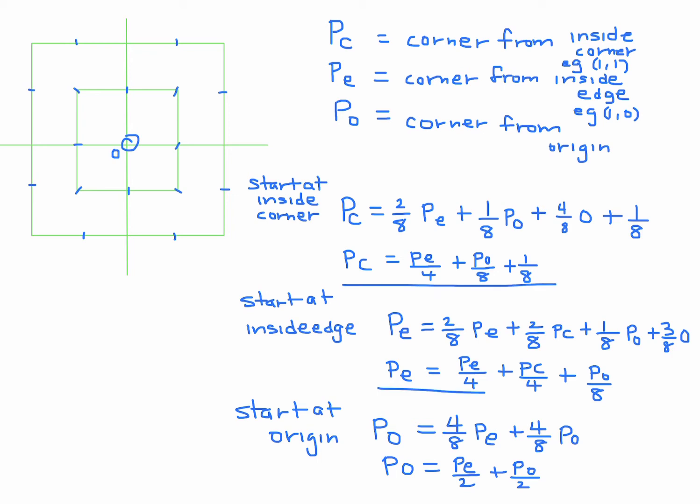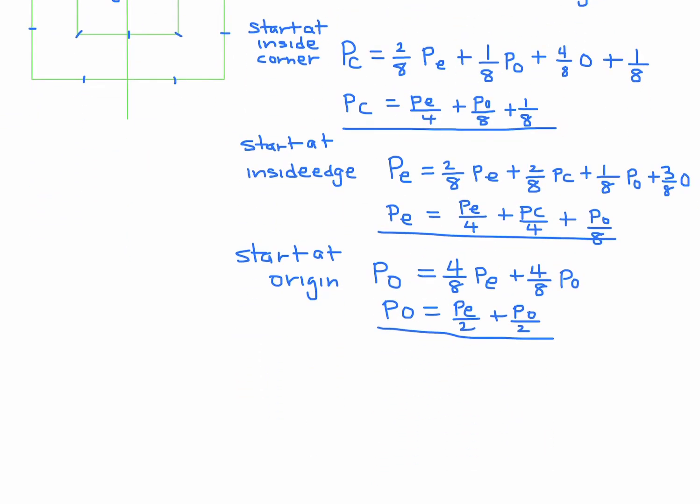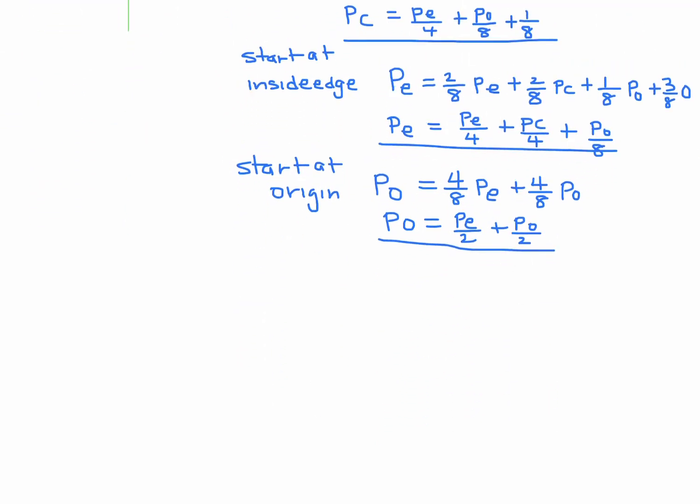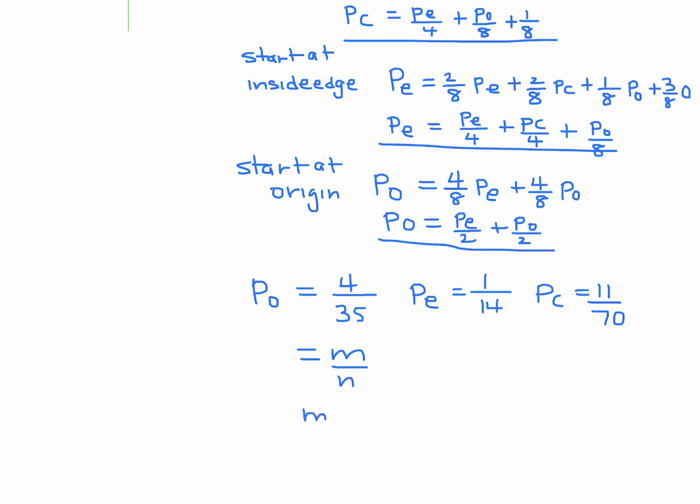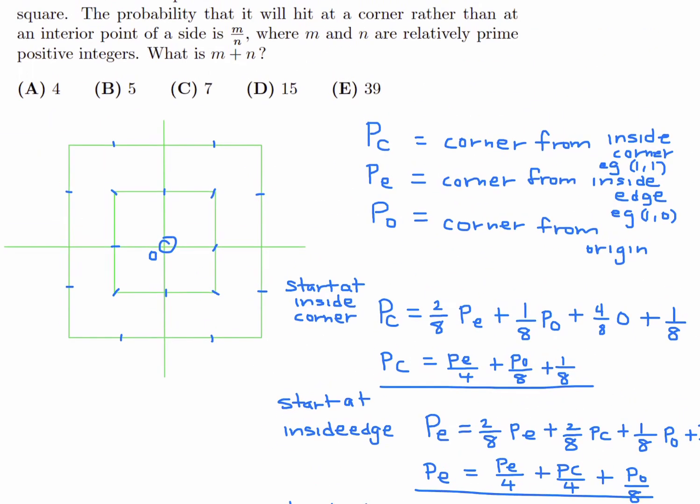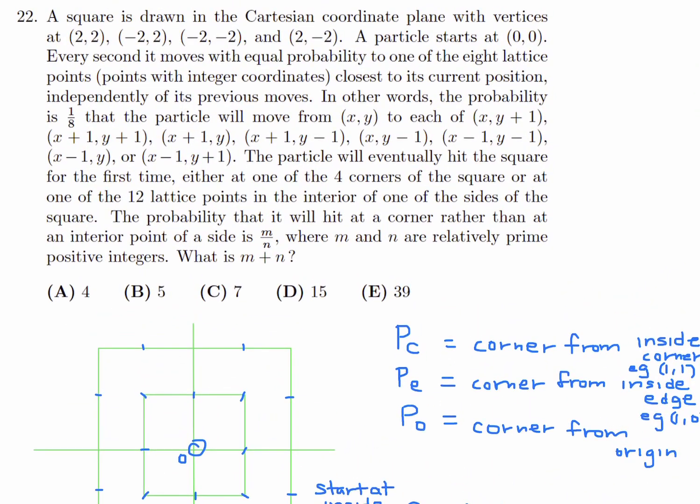All right, so we've got 1, 2, 3 equations and 3 variables. And you solve those, and I'll let you do that mathematics, and when you do, you get 4 over 35 for PO. PE becomes 1 over 14, and PC is 11 over 70. What we're interested in is PO. That was what was equivalent to M over N, and M plus N, therefore, will be 4 plus 35, which is 39. 39 is the answer to this question, and therefore, number 22 is E.